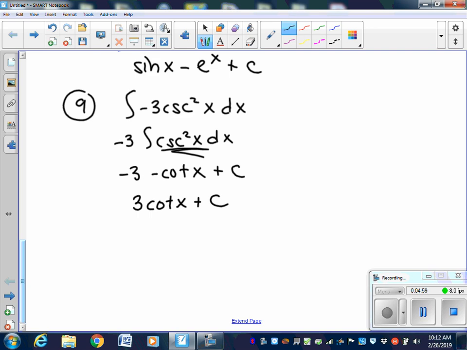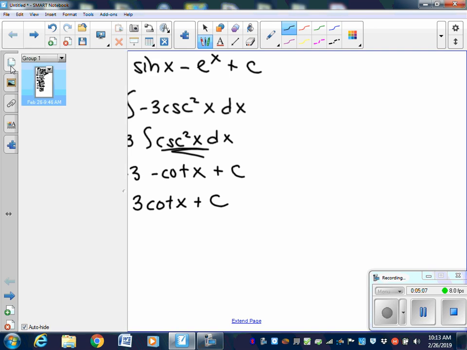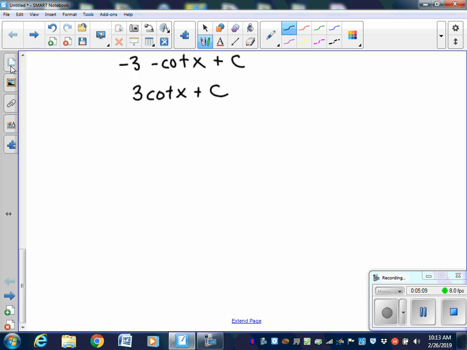And you should be pretty good at those for the test. So make sure you memorize your formula sheet. Okay, 10, 11, and 12, the only difference is they are definite integrals, which have an ending to them.